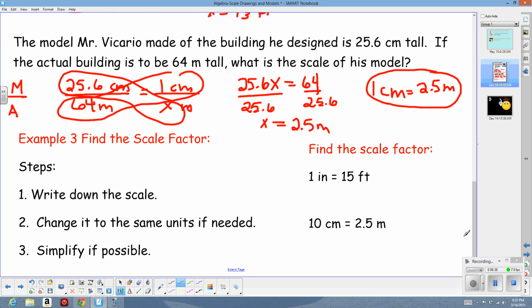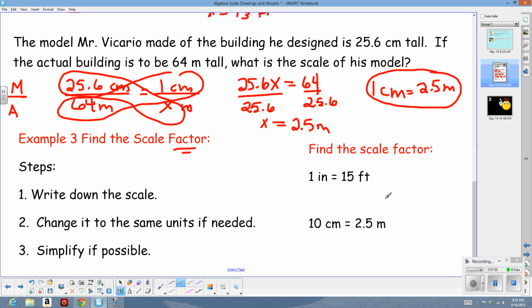Now the last thing we're going to do is we're going to find the scale factor. Scales and scale factors are similar, except that in a scale factor, you have to have the same units. A scale can have different units. So to find the scale factor, you want to first write down the scale and then change it to the same unit if it's needed, and then simplify if possible.